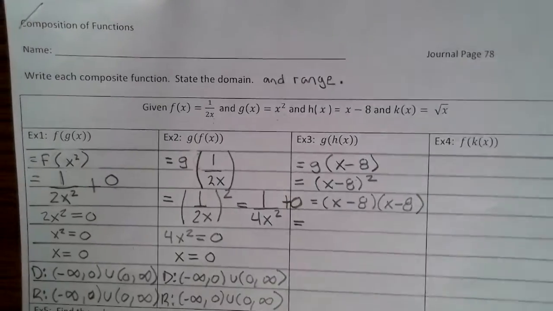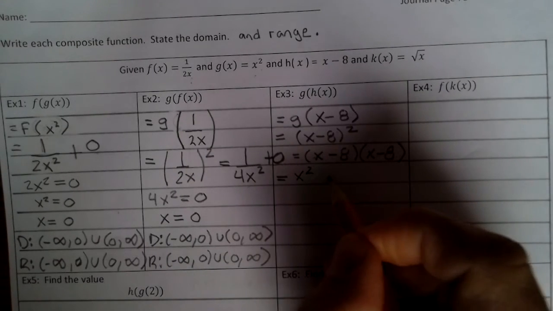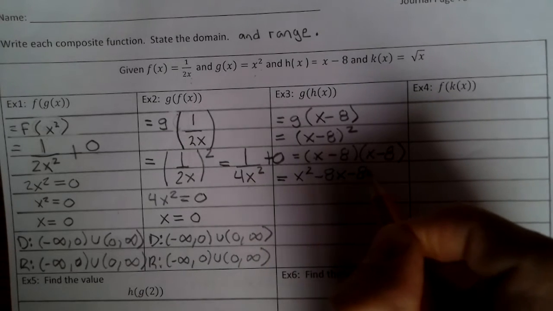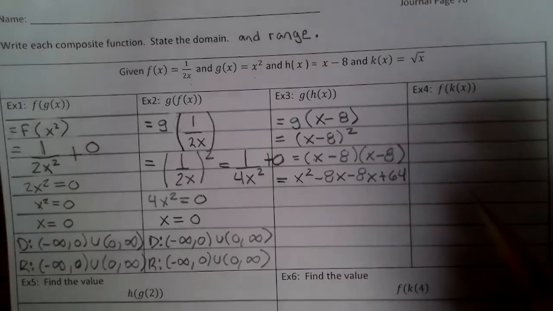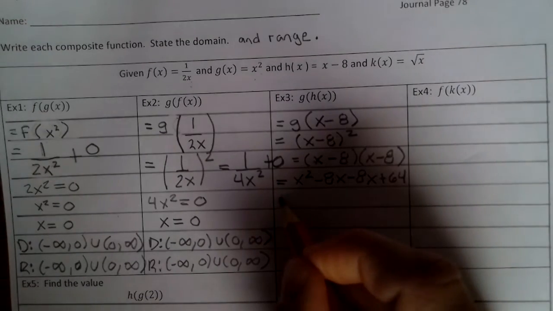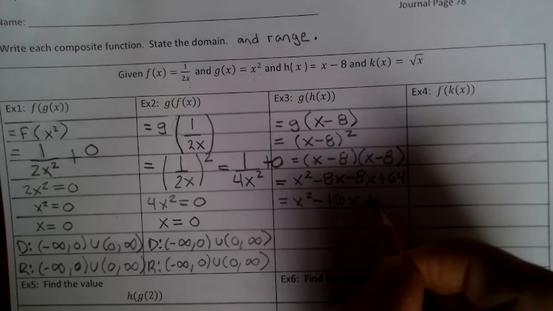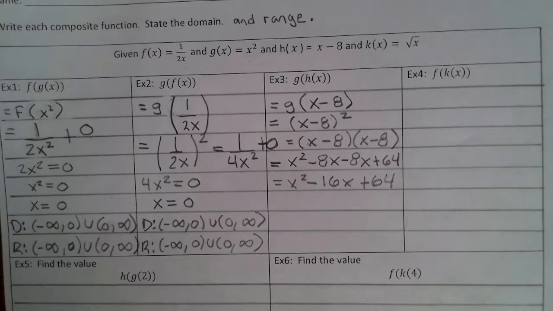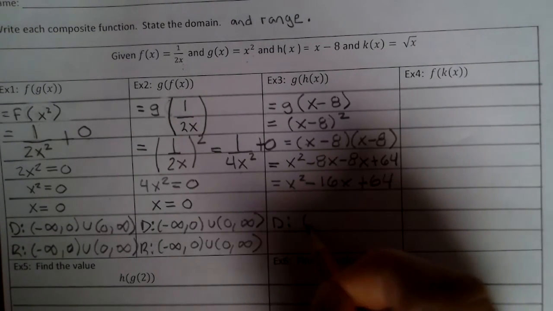x times x is x squared. x times negative 8 is negative 8x. Negative 8 times x is negative 8x. Negative 8 times negative 8 is a positive 64. When you simplify, you get x squared minus 16x plus 64. Okay, so we know domain for a quadratic is negative infinity to positive infinity.